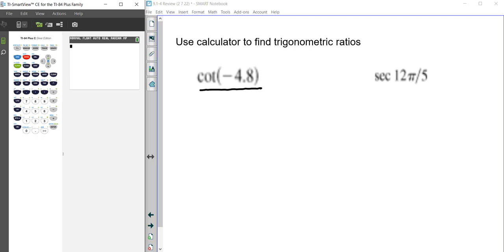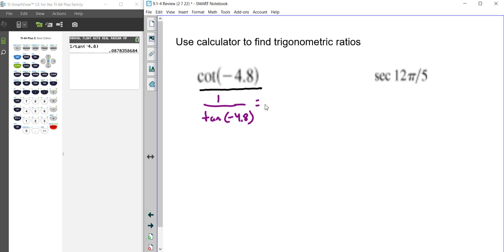After that, you then need to change everything into sine, cosine, or tangent. So for example, in this case, cotangent is the same thing as 1 over tangent of negative 4.8. So how do you put this in your calculator? You literally put in 1 over tangent of negative 4.8, and that's going to be in radians. We already changed that, so you press enter. And that is going to be a ratio of 0.0878. That's the ratio we found, and that's how you find your ratio.